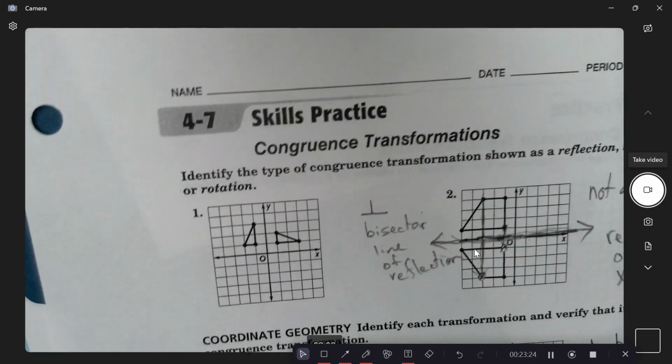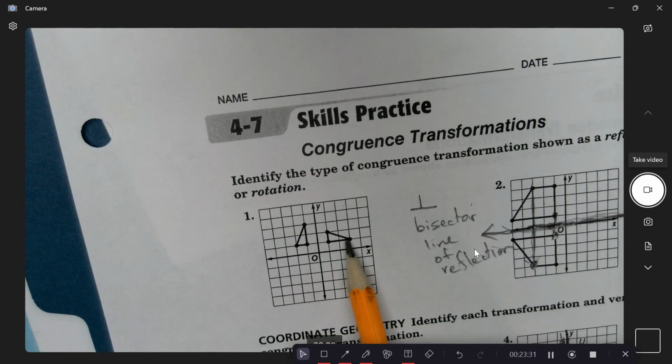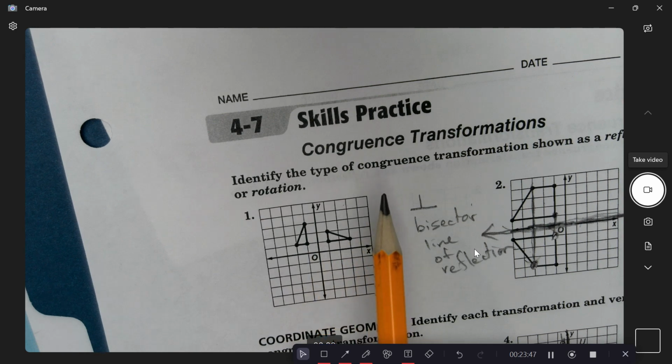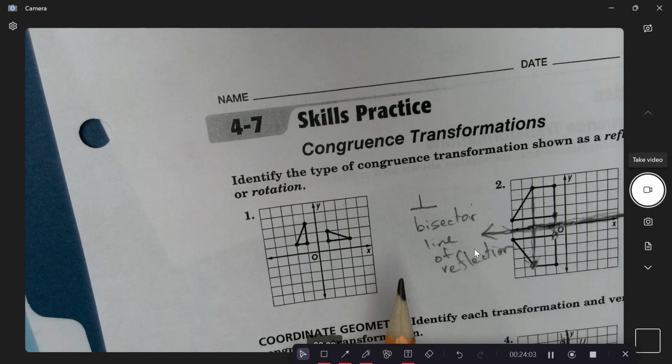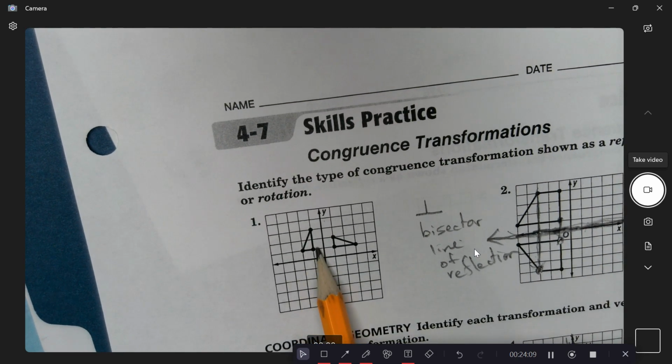Okay, now this one looks like what? What do you think number one looks like it is? Does it look like a reflection? Come on, wake up, guys. What does number one look like it is?